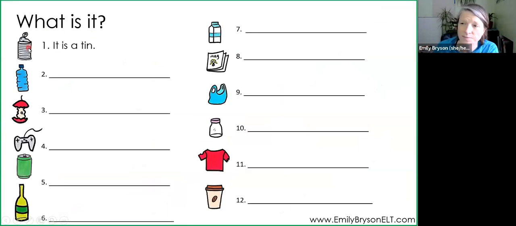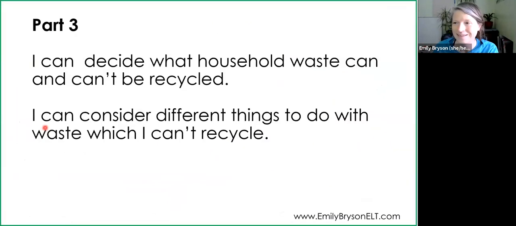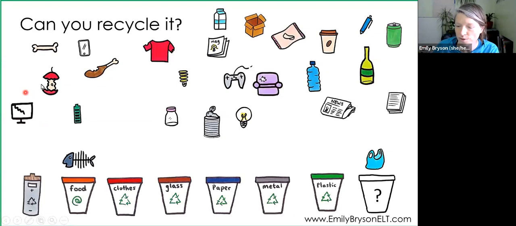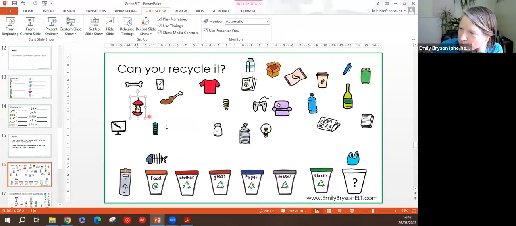And then what is it? It is a tin, it is a bottle, so you get a bit of grammar in there. It is food waste. And then they are bones, they are boxes. So you're talking about all the different things that they throw in the bin. And then I can consider different things to do with the waste, and I can decide what household waste can and can't be recycled. So for example, this apple core.